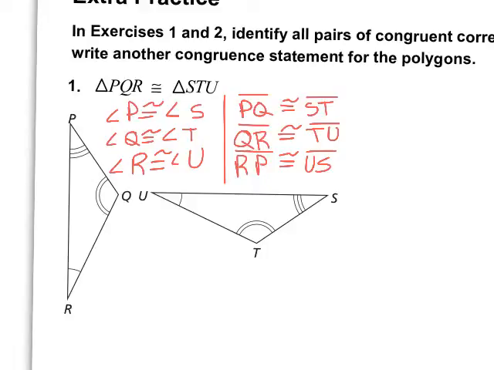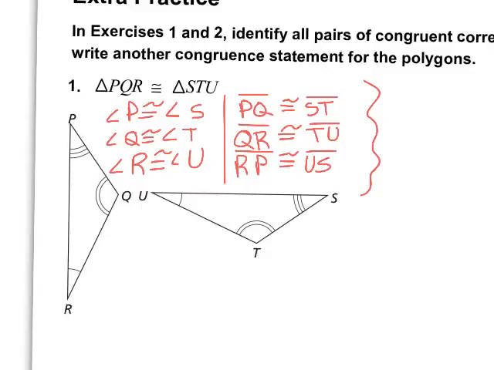And then it says write another congruent statement for the polygon. So all you literally have to do is just shift over 1. So instead of saying it's PQR, so that we all are on the same page, let's just say QRP. So just start in the middle, go QRP. It doesn't honestly matter what order you go in, as long as the order follows the first and second both.